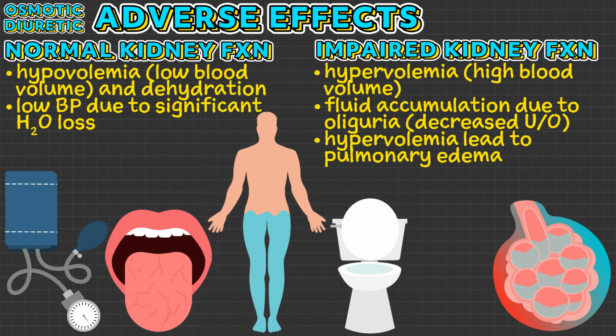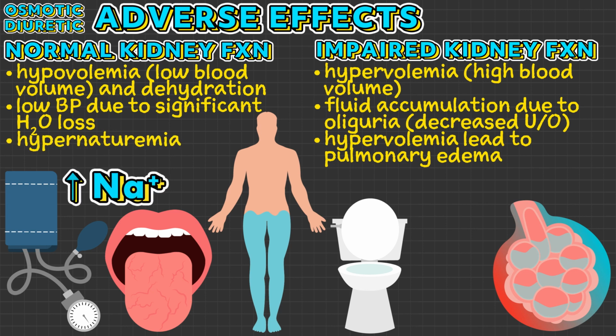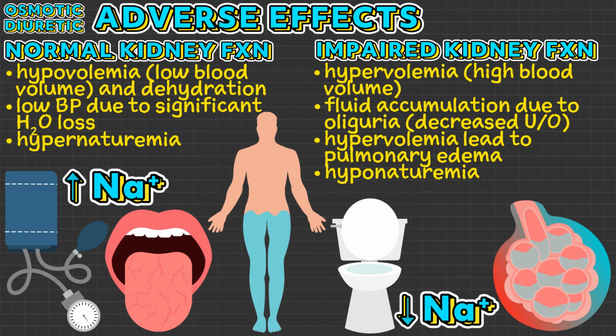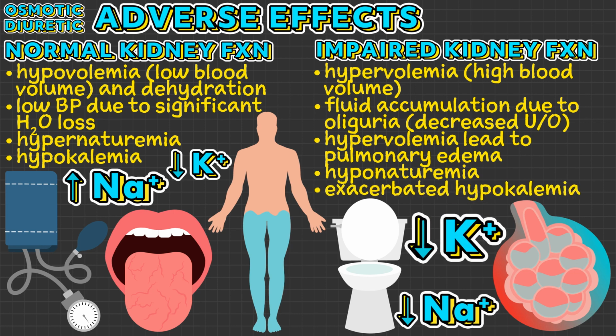Furthermore, osmotic diuretics cause hypernatremia, or high serum sodium, in those with normal kidney function, whereas in those with impaired kidney function, it can cause hyponatremia, or low serum sodium. This is due to the concentration of sodium relative to the fluid volume in the blood. Osmotic diuretics can also cause hypokalemia, which the dilutional effects of hypervolemia can further exacerbate.